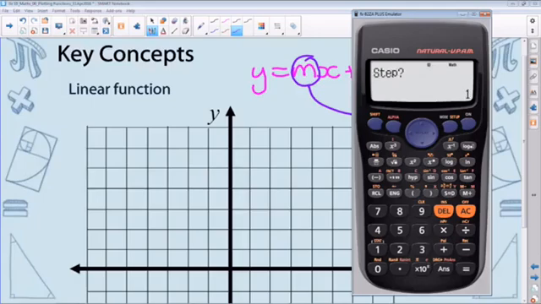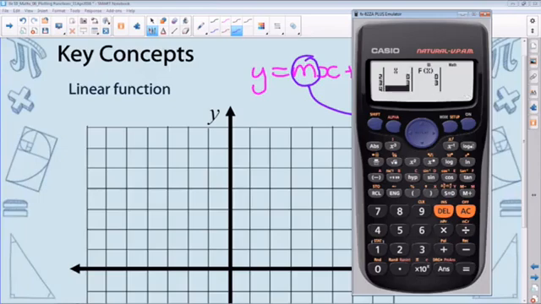The next question asks what steps I want to go up in. And that means what values of x. I'm going to go up in steps of 3. Let's be different. Press equals and let's see.